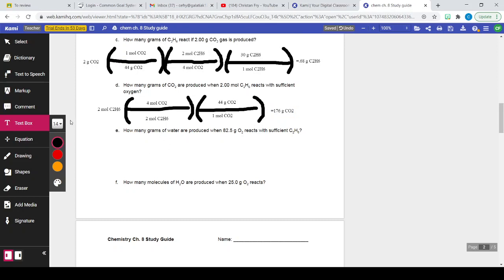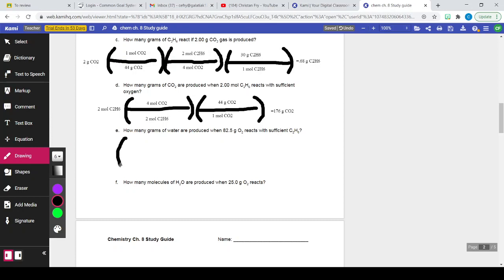Alright, here's another gram to gram, so it's going to be a 3-stepper. I'm going to walk through these a little bit quicker to make this video not as long. And you can always pause it if you need to at any point you want. Parentheses. There we go.